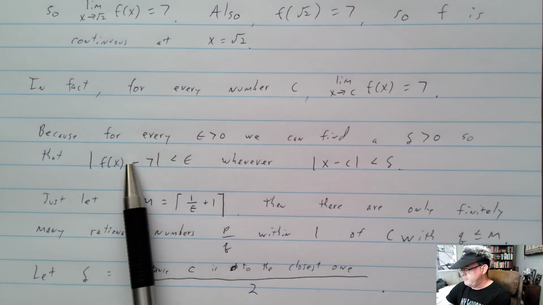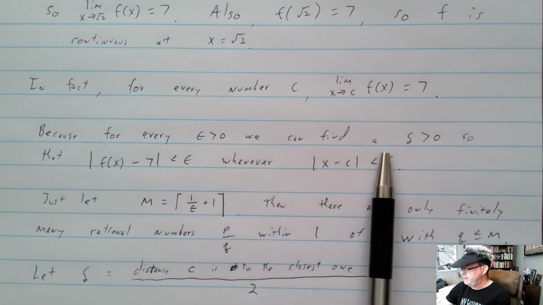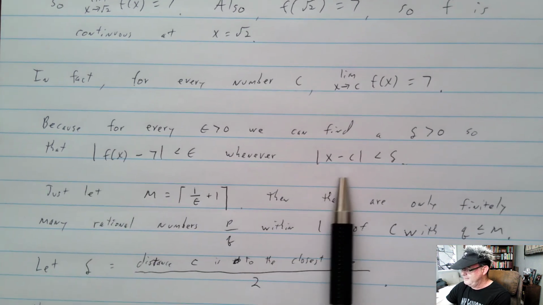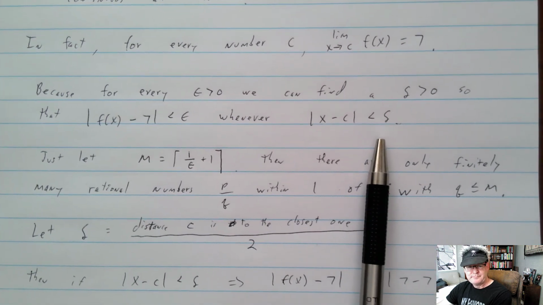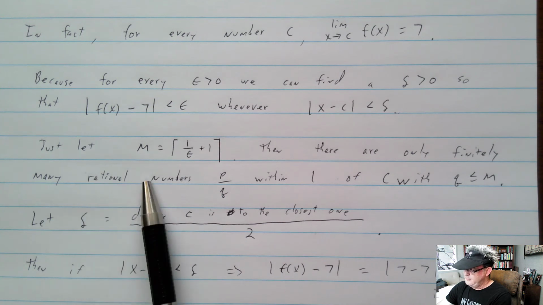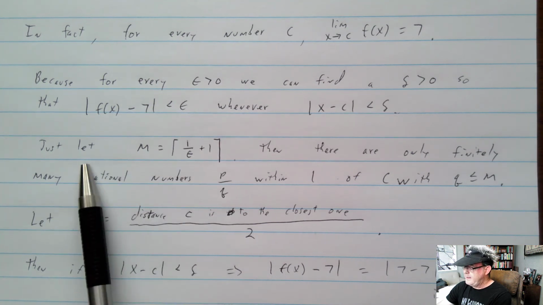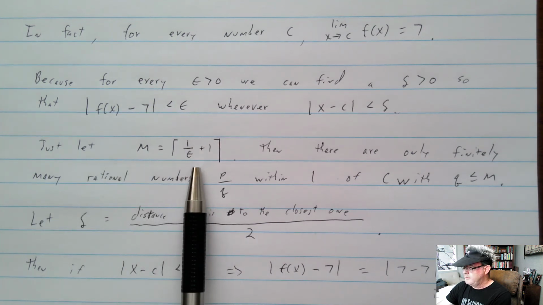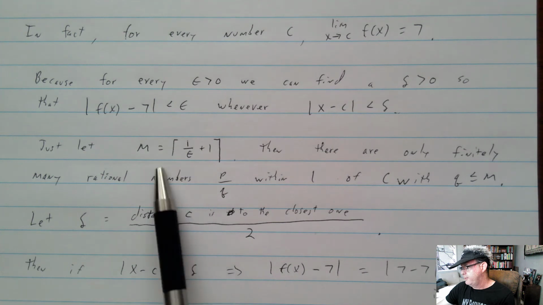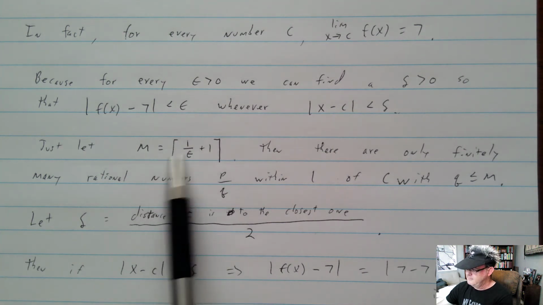Because no matter what, for every epsilon greater than 0, you can always find a delta greater than 0, so that |f of x minus 7| is less than epsilon whenever |x minus c| is less than delta. It mimics what we did with the root 2. Well, here I didn't do 10 to the n, I just did a step function. So let m equal 1 over epsilon, and then make it a little bigger. So 1 over epsilon, if epsilon is really small, 1 over epsilon is big. I added 1, and then just take the integer that's above that.